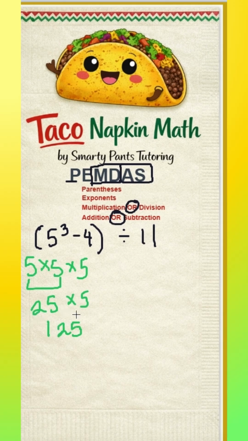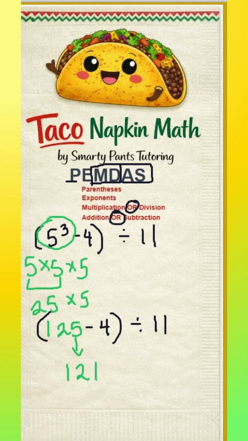Okay? So now what we're going to do is I've brought down the answer to 5 to the third power, or 5 cubed. I'm going to also bring down what we haven't dealt with yet, minus 4, and then divided by 11. All right, still prisoner of the parentheses. No, let me be free. Soon, I promise. Okay, so 125 minus 4 takes us to 121. We've still got that divided by 11.